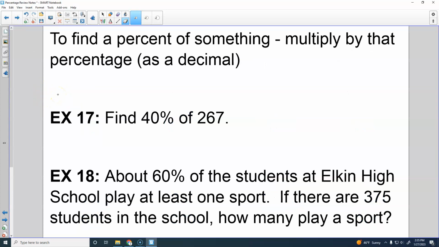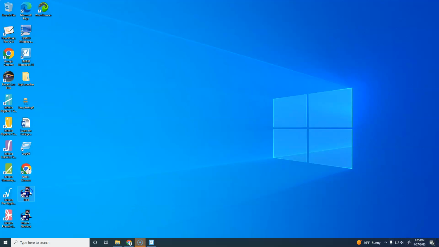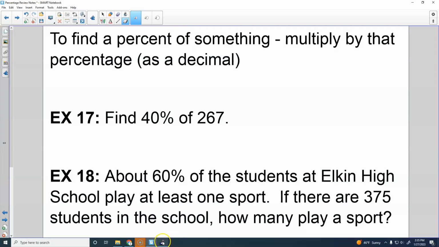Okay, so finding percentages is not that difficult, but you just have to know what to do with it. In general, if you want to find a percent of something, you multiply that percentage as a decimal by whatever it is you're looking for. For example, if I want to find 40% of 267, then I'm going to do 0.40, or just 0.4, doesn't matter, times 267.